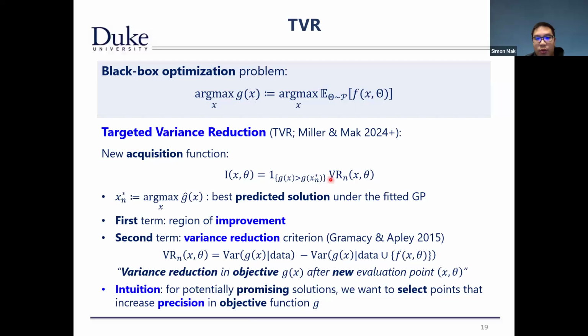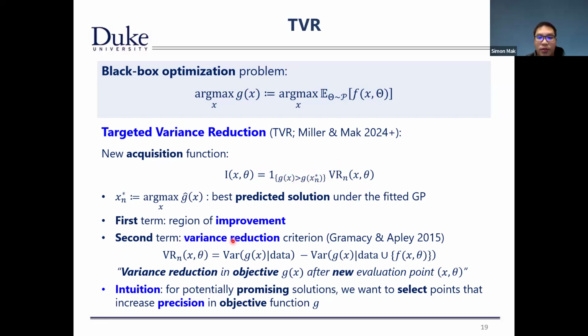The first term is an indicator of g of x greater than g of xn star. You can view this as trying to find points x for which the objective is greater than our current best solution. So in some sense, we're trying to target this region of improvement where we're improving upon our current best solution. That's the first term.